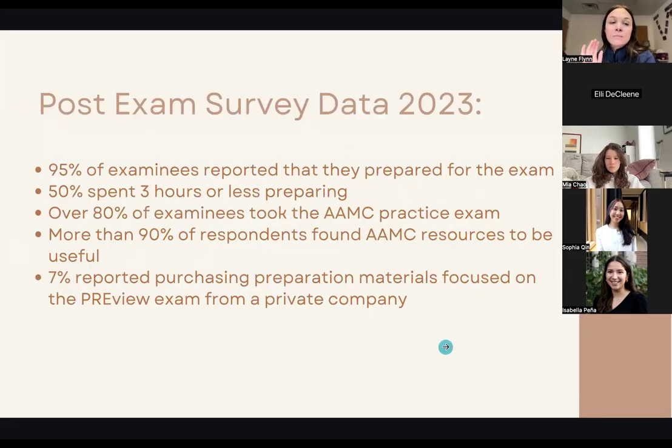Okay. Now some data points, because I know we all like data points. 95% of examinees reported that they prepared for the exam. So you think, okay, people are prepping for this. But when you look at the next stat, most people don't spend a lot of time prepping.